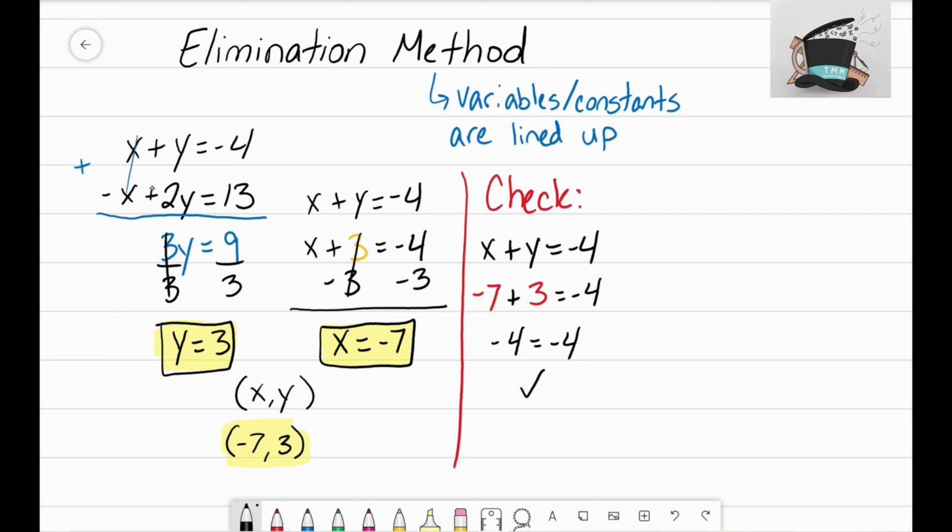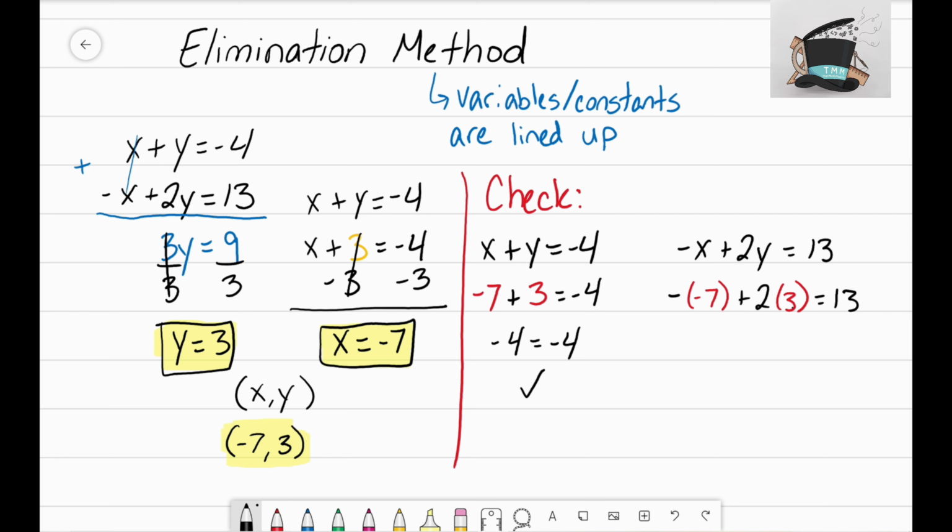Now let's go ahead and grab the second equation and see if it also works for that set. Negative x plus 2y equals 13. Again, I want to substitute in my x and my y values. Well, I have negative x. I know that x is negative 7, plus 2y, but I know my y is 3, and it equals 13. Again, I just took my x and y values and I substituted in the numbers for x and y.